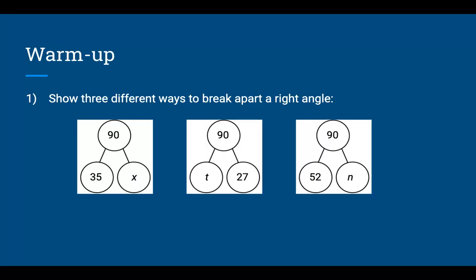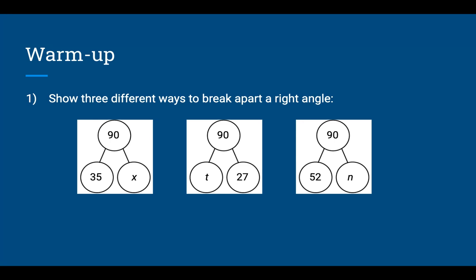Okay, hopefully you have your pen and a piece of paper because here is the warm up. You're going to show 3 different ways to break apart a right angle. You know now that a right angle measures 90 degrees. So we have 3 different ways that you can break apart 90 degrees. Go ahead and write equations for each one, showing what value belongs in the missing part of the number bond. So x equals, t equals, and n equals.